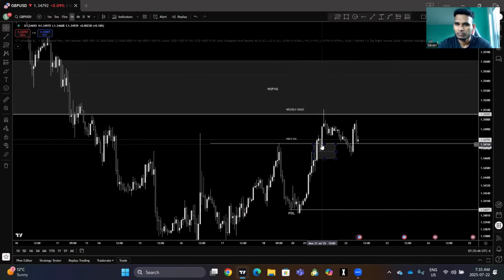The problem is, the key thing is, after this high, what happened, bro? It literally printed the fair value gap in 1 hour. I didn't notice that. That's a major mistake yesterday. After clearing out this previous day high, it formed a big bullish H1 fair value gap.